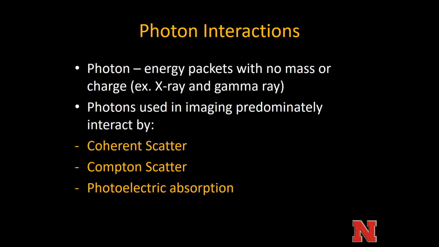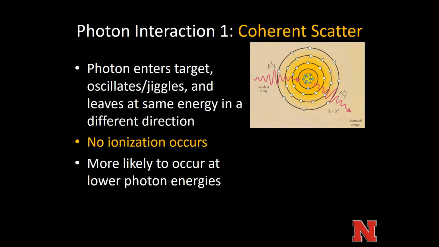So, photon interactions. What is a photon? A photon is just an energy packet with no mass or charge. The most common examples in medical imaging would be an X-ray or a gamma ray. Photons used in imaging predominantly interact via three mechanisms. One, they can interact with matter by doing coherent scatter. They can also undergo something called Compton scatter or undergo photoelectric absorption.